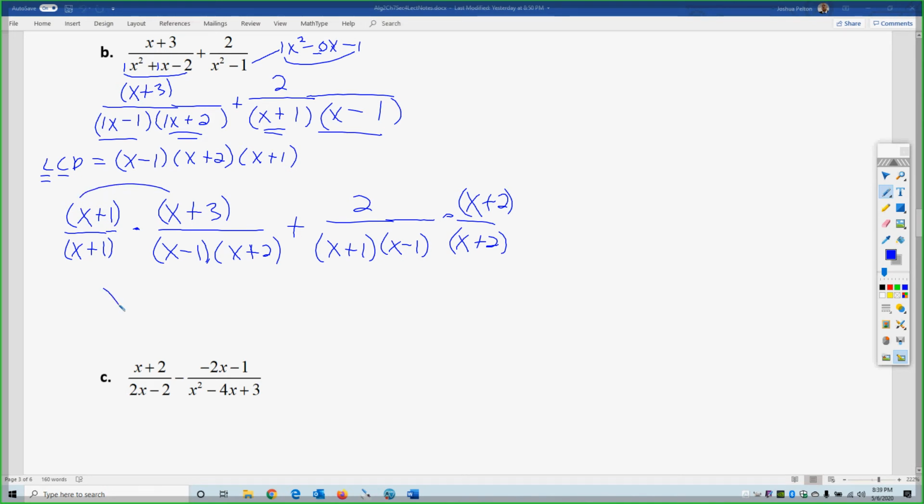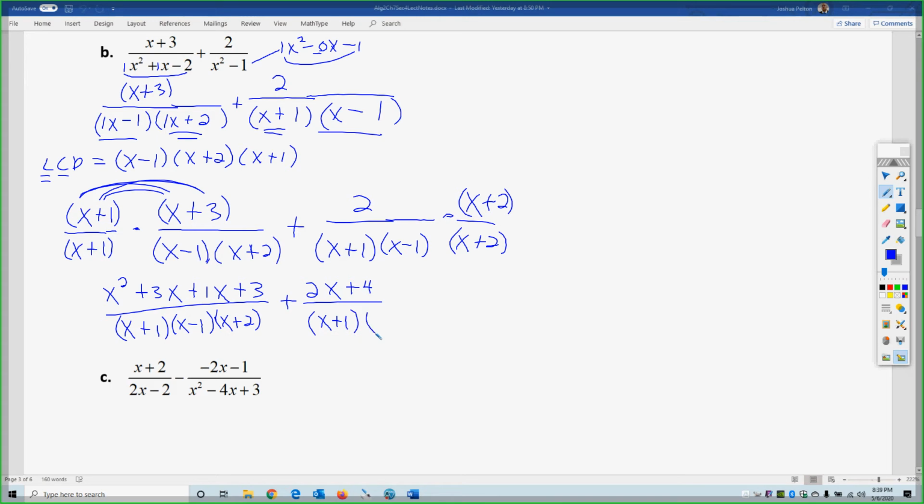So that gives me x squared plus 3x plus 1x plus 3 over x plus 1, x minus 1, x plus 2. Again, keep denominators in factored form all the way to the end. And on the top, I get 2x plus 4 over, I'll keep them in the same order, actually, x plus 1, x minus 1, x plus 2. Right?